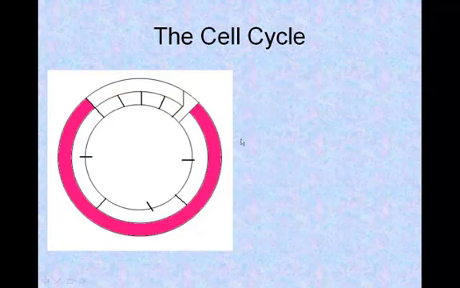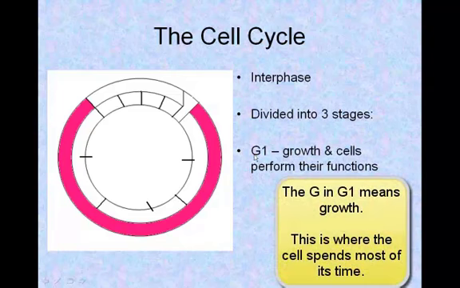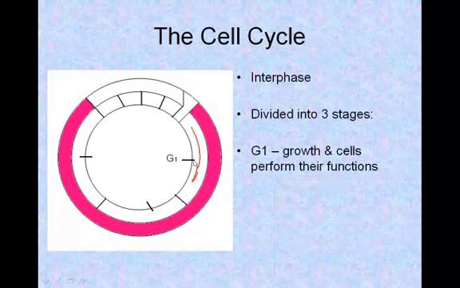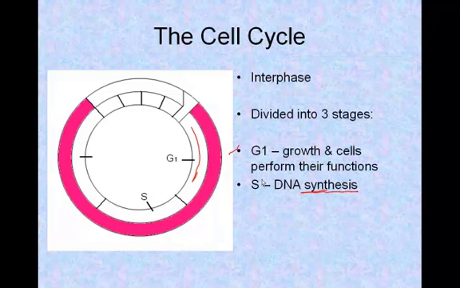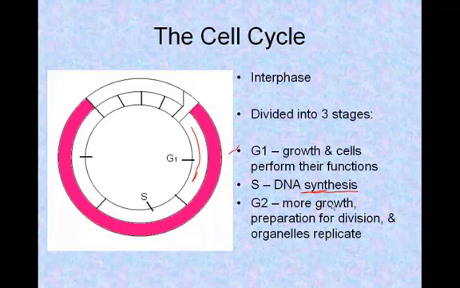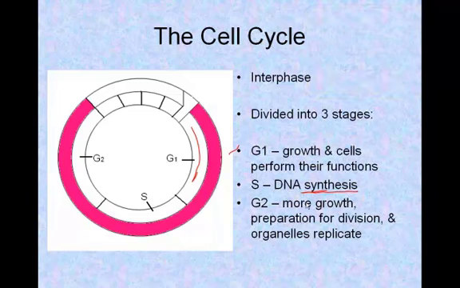So within interphase, there are 3 subphases, and you have 3 bullets on your note sheet. So the first stage of interphase is called G1, and the G stands for growth. So it's when the cell grows and performs its functions. And this is G1 right here. Second is S, and the S stands for synthesis, DNA synthesis. And when you synthesize something, you make it. So it's when DNA is made. And the third is G2, more growth. And then it also prepares for cell division. So that's your G1, S, and G2.